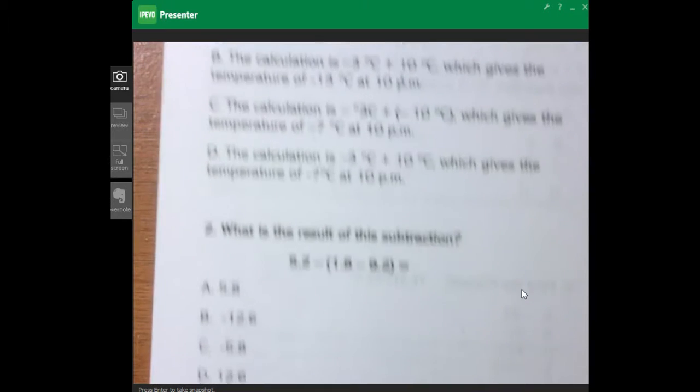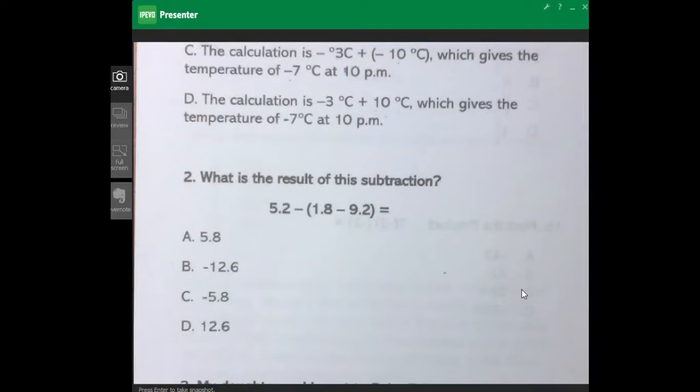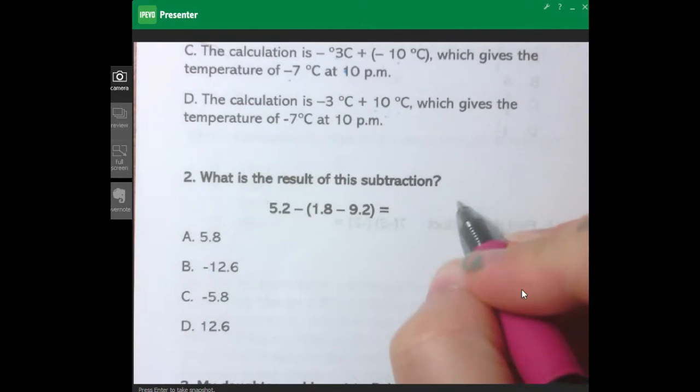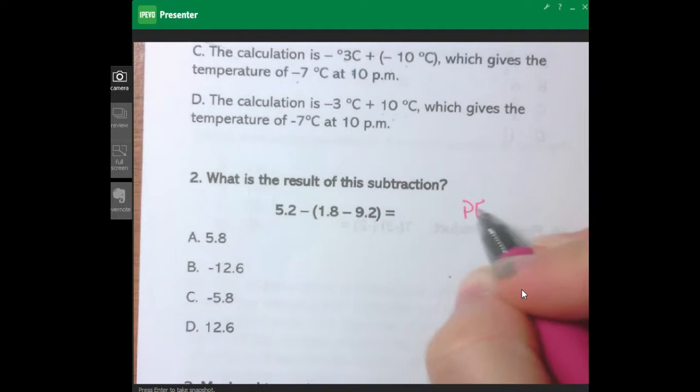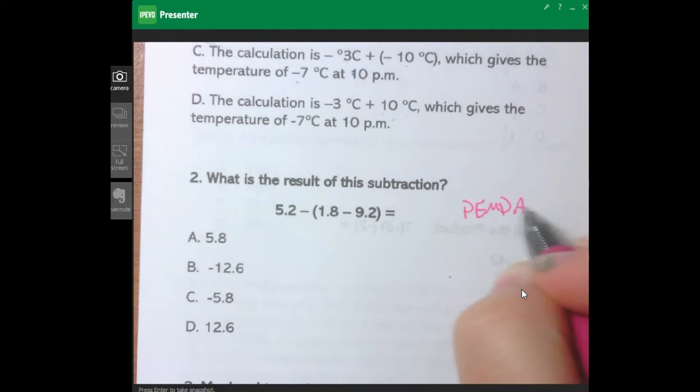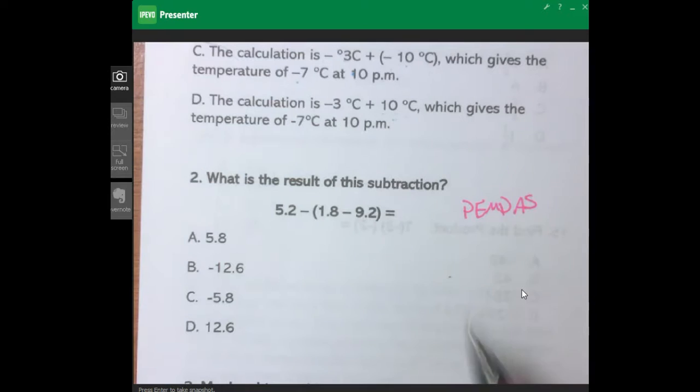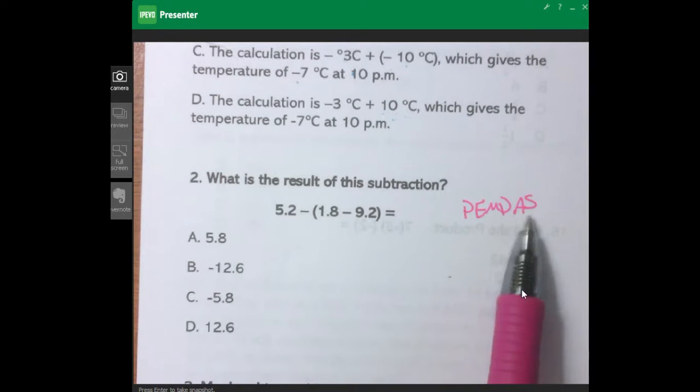So now let's look at number 2. What is the result of this subtraction? Well, the first thing we have to remember is to follow the order of operations. And I'm just going to write them down here. Please Excuse My Dear Aunt Sally. Do your parentheses, exponents, then multiplication or division, followed by addition or subtraction.